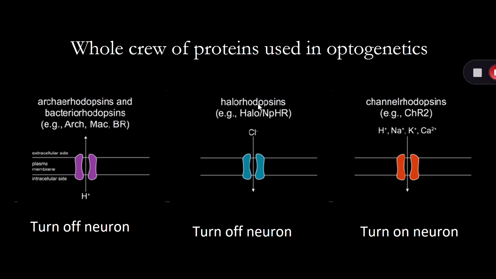Other than halorhodopsin and channelrhodopsin, there's another type of rhodopsin called archaerhodopsin. This is also commonly used in optogenetics. This type of rhodopsin will pump hydrogen outside the cell. If you pump hydrogen outside the cell, you are going to decrease the membrane potential. If your membrane potential is decreased, it's going to be harder for the cell to reach action potential, so these neurons will be turned off.